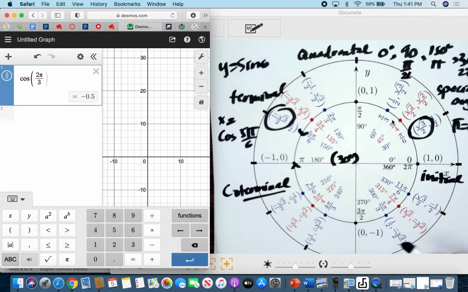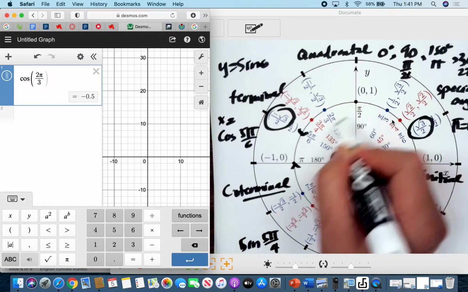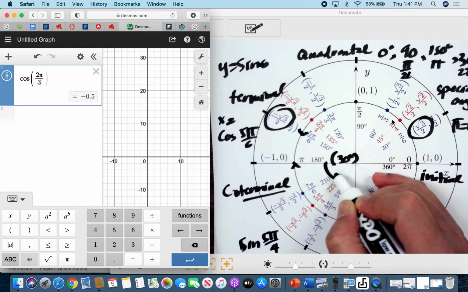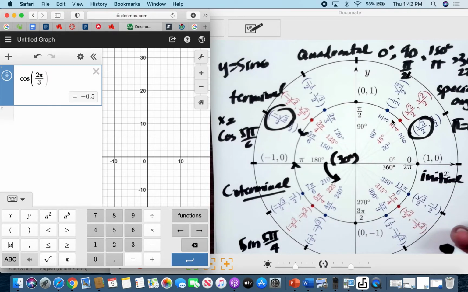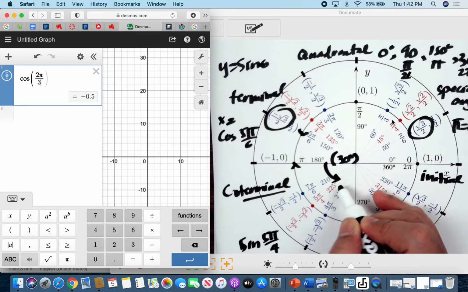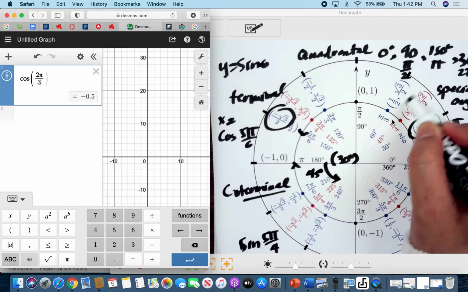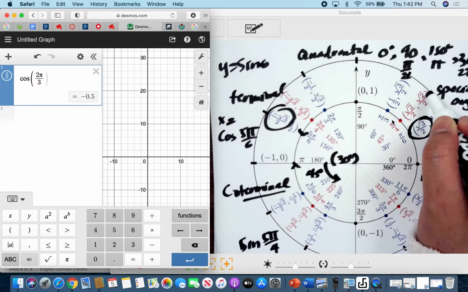Another good example, let's say I'd like to find what is sine 5 pi over 4. And 5 pi over 4 is 225 degrees. To find its coterminal angle is to find its reference angle here. And that's 225 minus 180, which is 45 degrees. And so we can refer to 45 degrees here. Sine 5 pi over 3 is square root of 2 over 2.